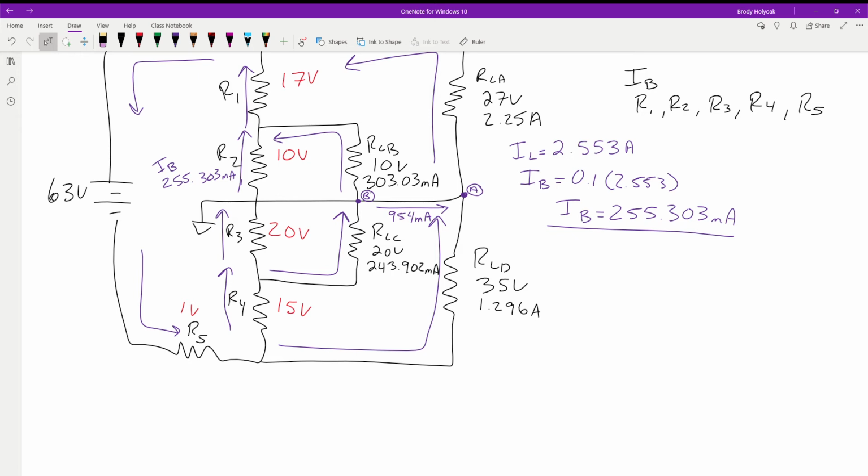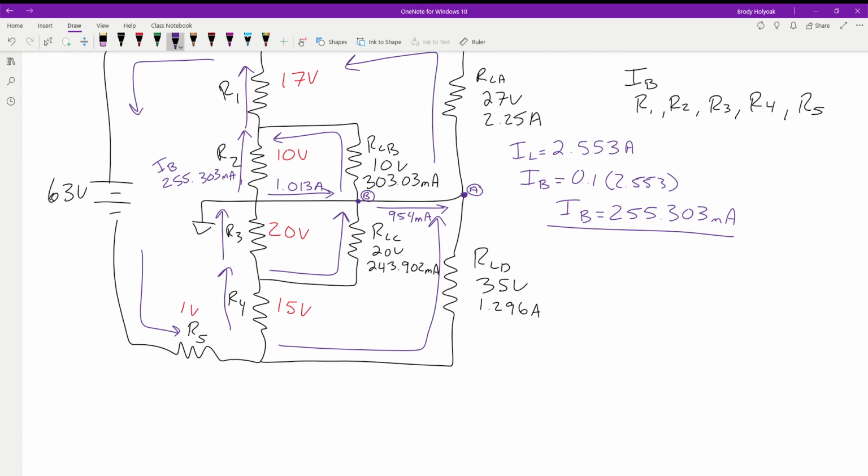So where am I short? Do I have more current going out or more current coming in? More going out. So I have to have more current coming in. And again, that difference is the sum of all of these. So we take the 954 milli and the 303 milli, we add those together, and we subtract out the 243. So we can get these to equal. And when we do that, we end up with 1.013 amps.